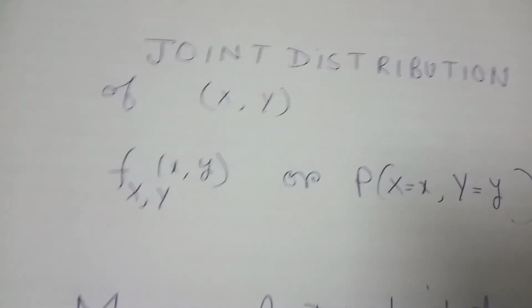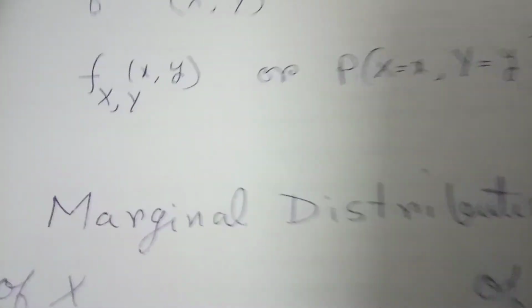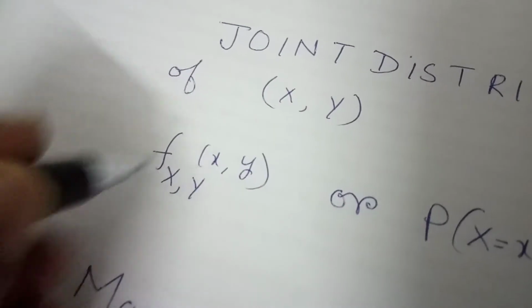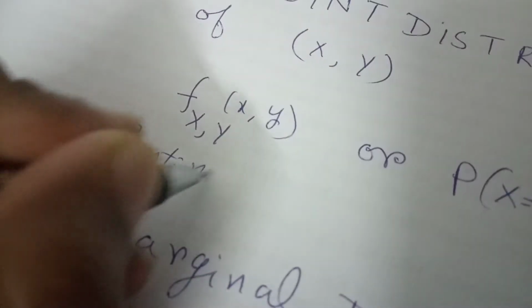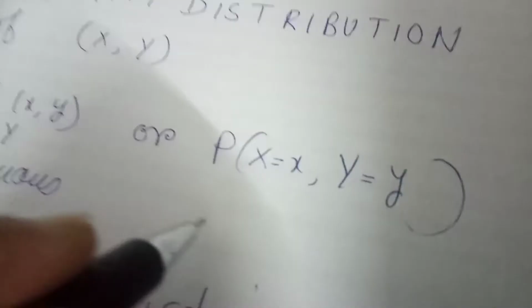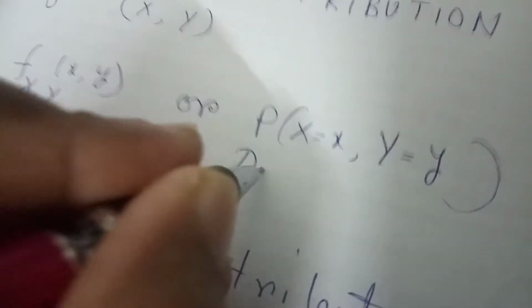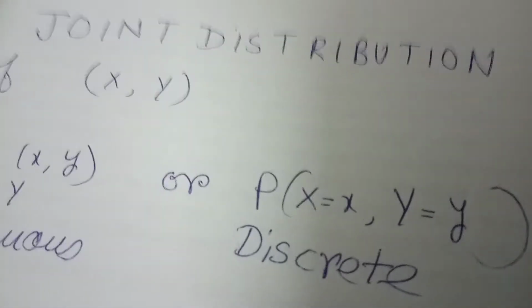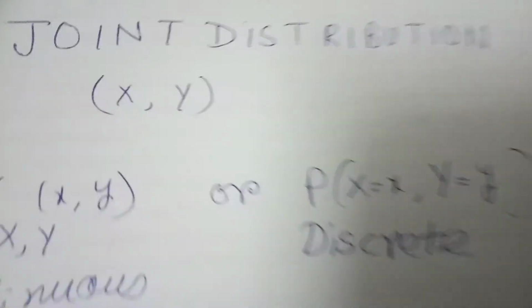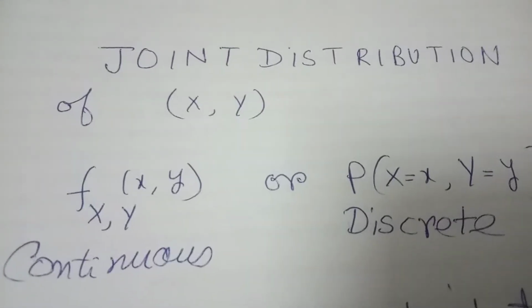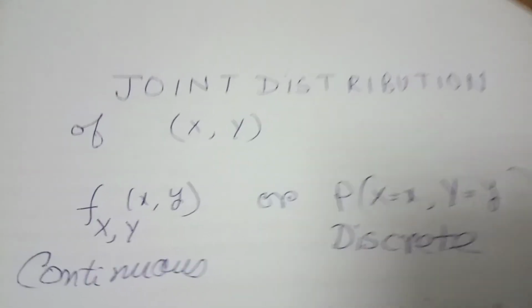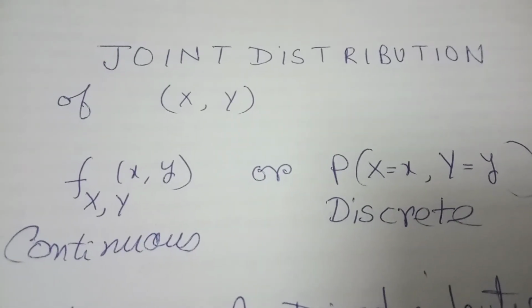So I will write here, this is for continuous random variables, and this is for discrete. That's it. So joint distribution refers to the situation where we are studying two random variables together.